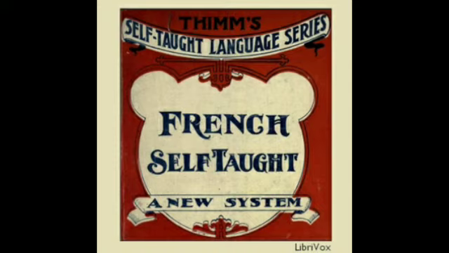Descriptive. Imperfect. I received. Je recevais, tu recevais, il recevait, nous recevions, vous receviez, ils recevaient.